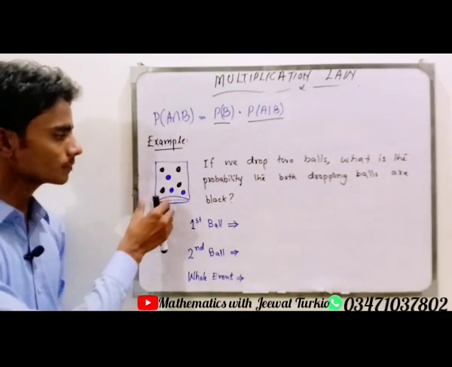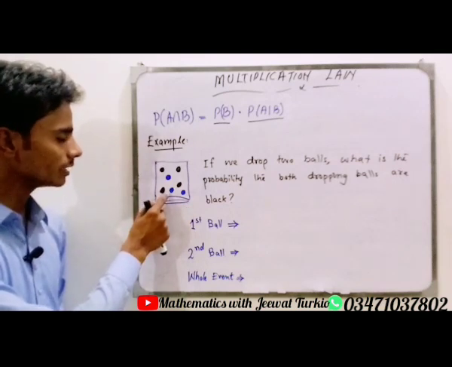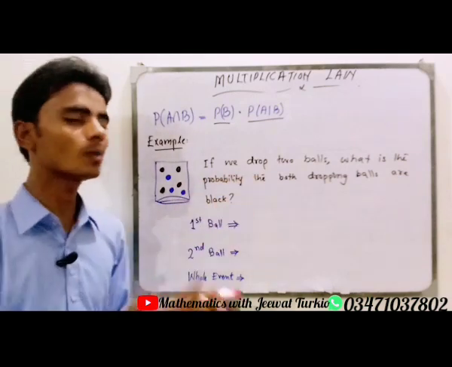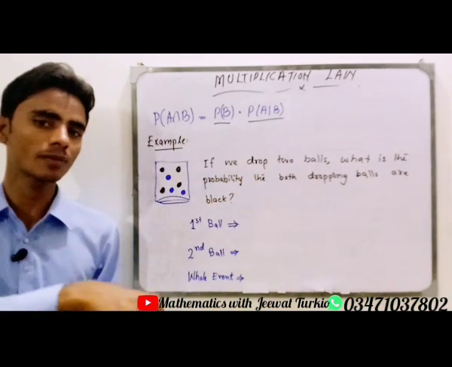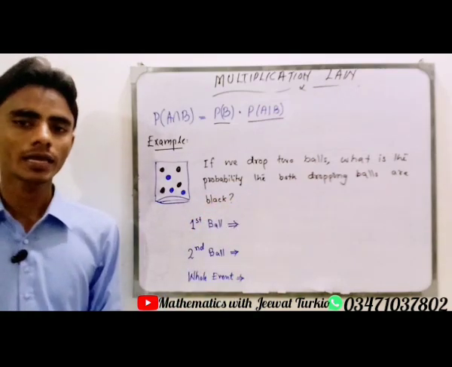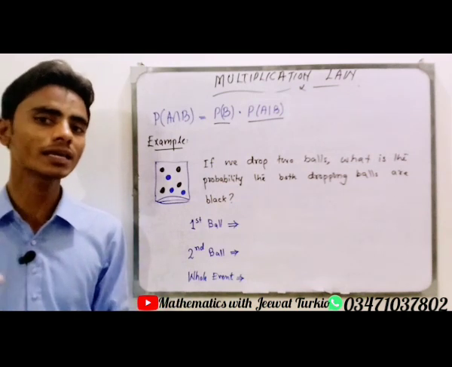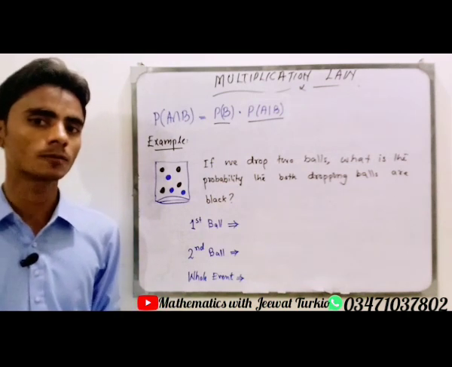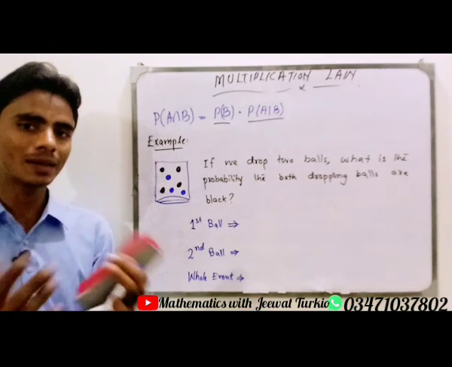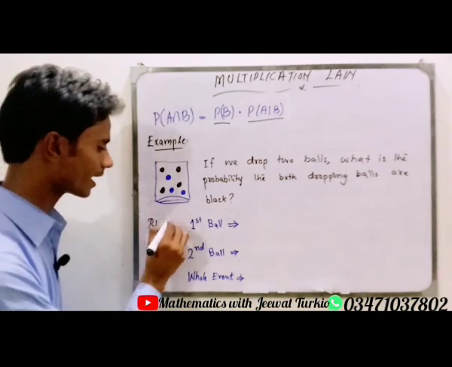The example is: if we have a glass which contains 3 blue balls and 4 black balls. The question is, if we drop 2 balls, अगर हम 2 balls को at a time drop कर रहे हैं, what is the probability that both dropped balls are black? कि जो भी 2 balls हम drop कर रहे हैं उसमें कितनी probability है कि वो दोनों ही balls black हों. For example, जो हमारे पास first ball है, first ball black आए उसकी probability क्या है?